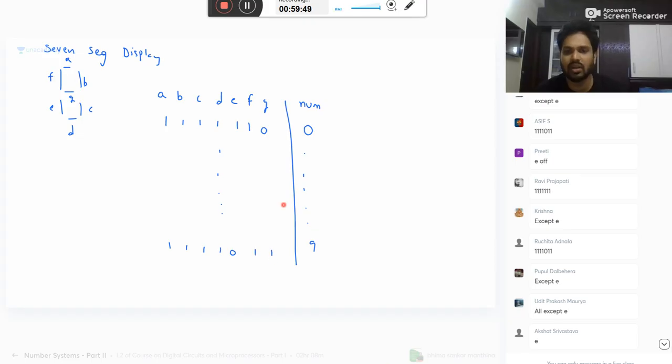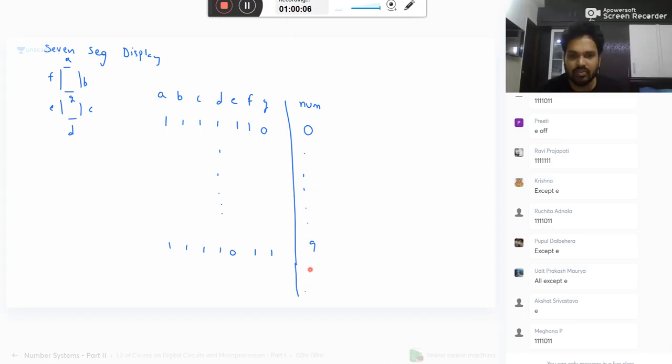So in the computer, I should write code like this for every number, yes or no? Then only the computer can display your results. My answer is 55. The computer should display it as 55, which means it should give ones and zeros to display the 55. So suppose I want to represent 55 here.